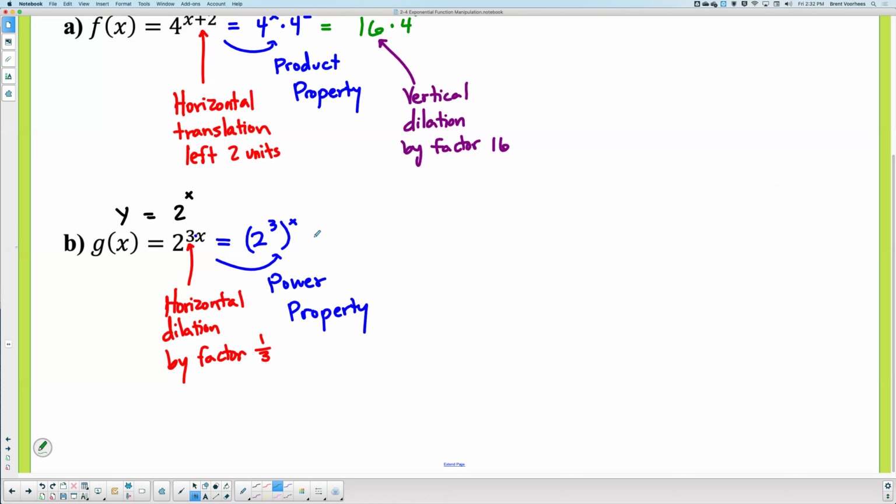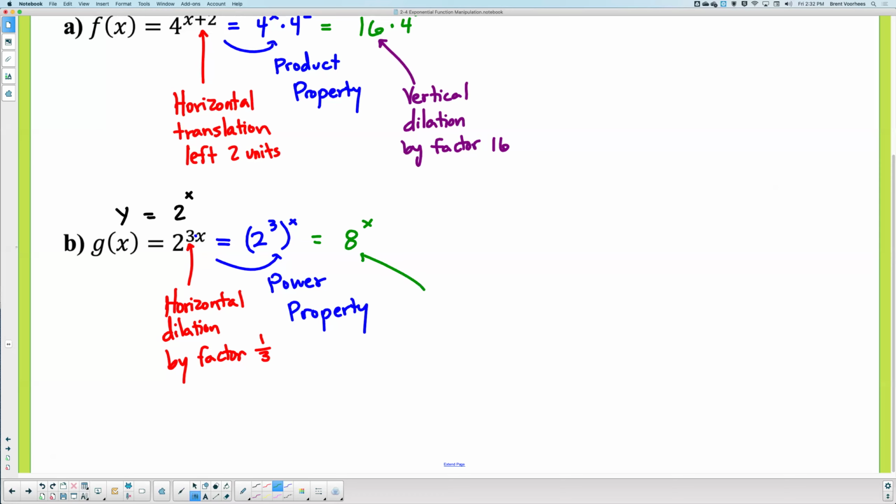To finally simplify it out here, you simplify anything that doesn't have an x. Does 2 cubed have an x? No, you can simplify that. What is 2 cubed? What is 2 times 2 times 2? 8. So this is 8 to the power of x.